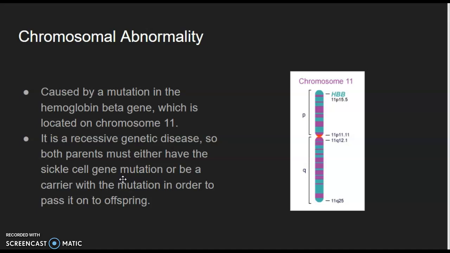Chromosomal abnormality. This is caused by a mutation in the hemoglobin beta gene, which is located on chromosome 11. It is a recessive genetic disease, so both parents must either have the sickle cell gene mutation or be a carrier with the mutation in order to pass it on to the offspring.